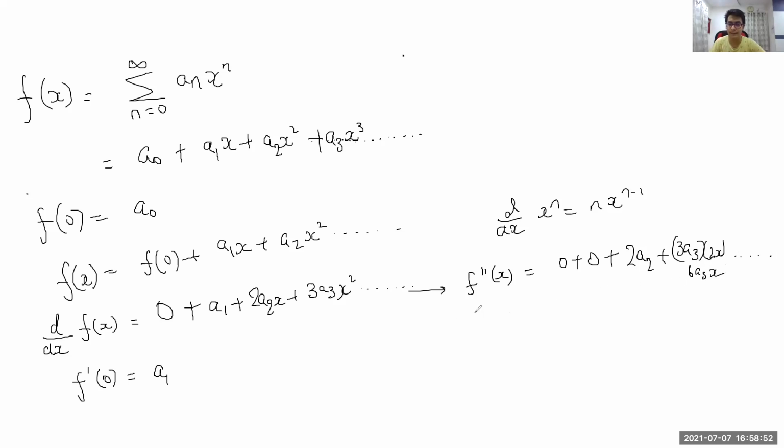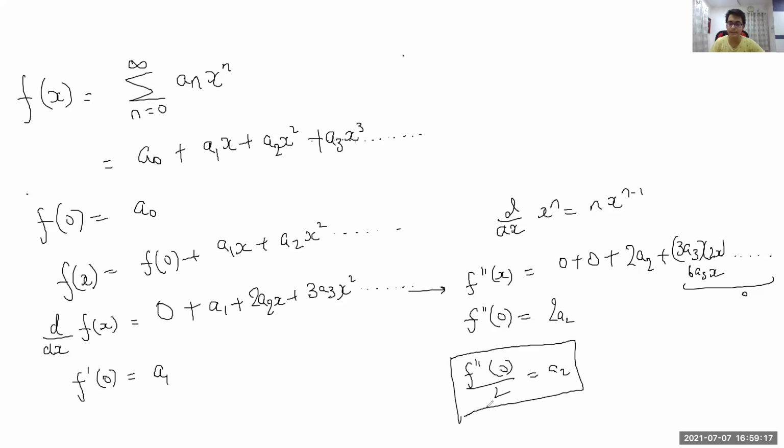Now again we can put x equal to 0 here. And again, all of these terms will vanish because they have an x in them. And we are just left with 2a2. Now note, until now we had nothing in the denominator, like it was just 1a0 and 1a1. But from here we get 2a2, and so we get that a2 is nothing but the second derivative of the function divided by 2.